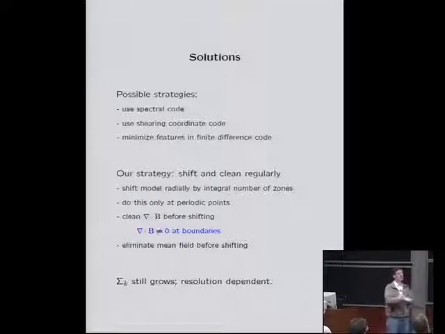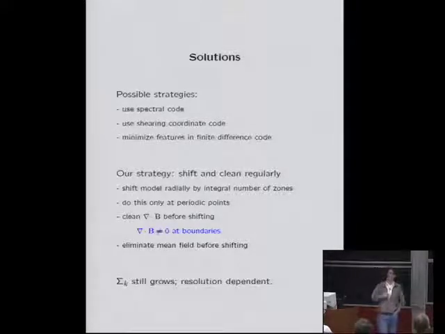And as long as we can do this on a time scale which is short compared to the time scale on which any potential instabilities grow, then we should be okay. So we do this at times when the shearing box boundary conditions line up and it's perfectly periodic. And then we clean away the divergence of B before shifting.